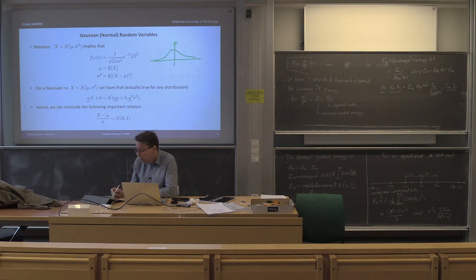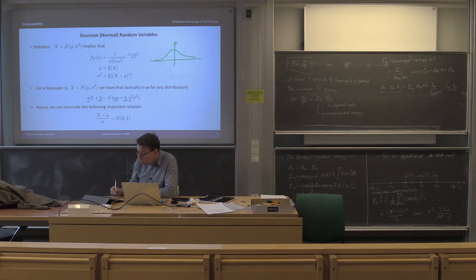But the b thing only affects the mean. Okay. And we can then conclude the following very important thing that we will use soon: if x is a Gaussian random variable and we subtract off its mean and divide through by the standard deviation, we get a normalized Gaussian random variable which has 0 mean and variance 1.